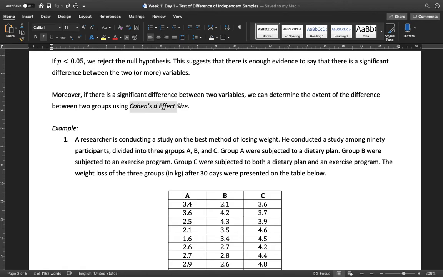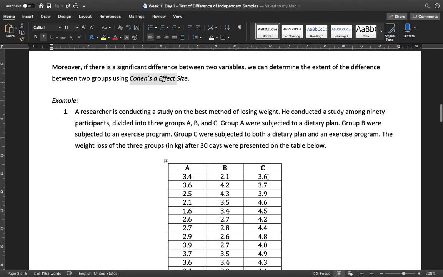He conducted a study among 90 participants, divided into three groups A, B, and C. Group A were subjected to a dietary plan. Group B were subjected to an exercise program. Group C were subjected to both the dietary plan and an exercise program. The weight loss of the three groups in kilograms after 30 days were presented on the table below.